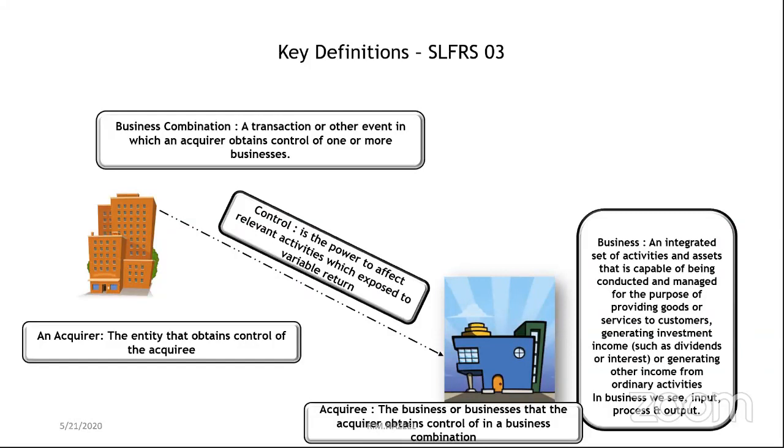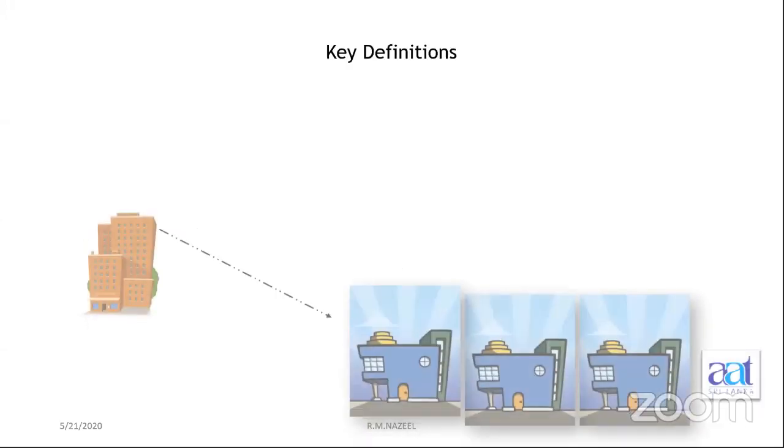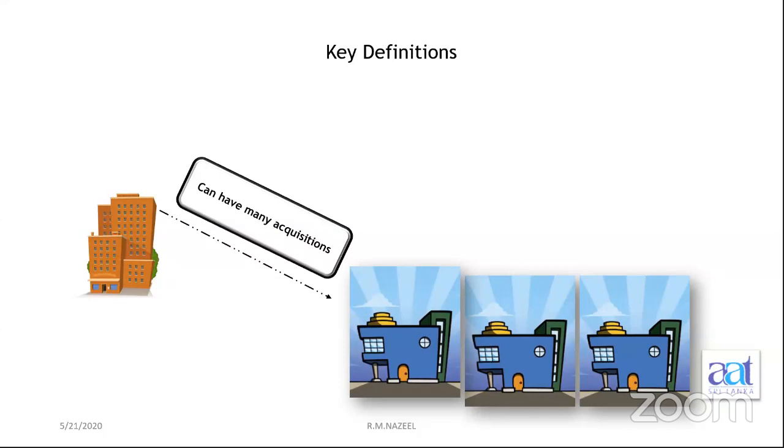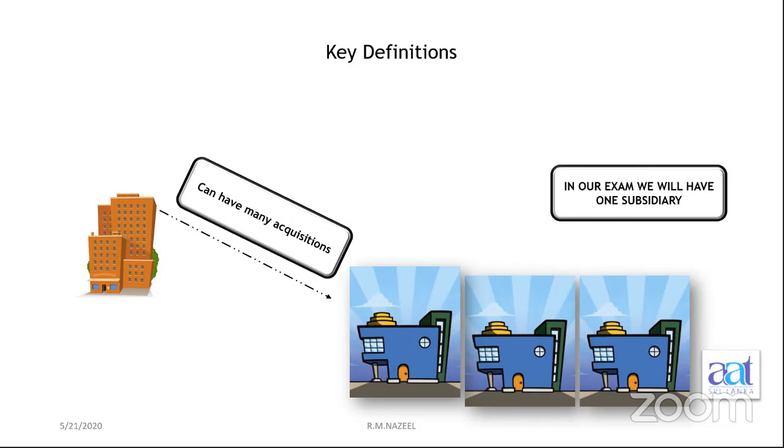So in a business combination, you will see a parent company, you will see a subsidiary company, my dear students, right? Now we'll go to the next definition, right? A parent company can have as many subsidiary companies. If you take a group of companies in Sri Lanka, a parent company will have 100 companies, 40 companies, 60 companies. But in our examination context, we will have a parent and one subsidiary company. That is the key point, right? Later, when you study further, you will understand there are a lot of aspects. But in our exam, we will have one subsidiary company, my dear student.